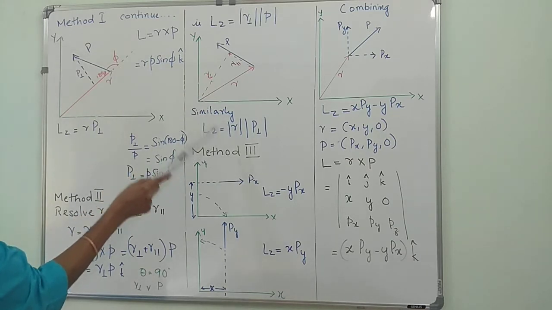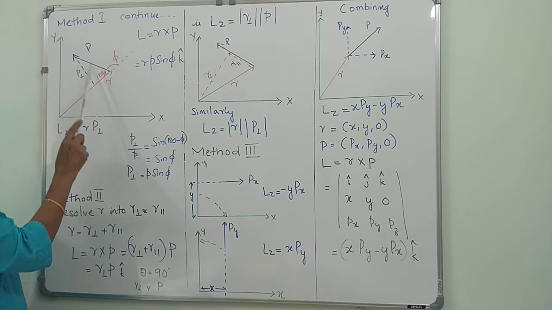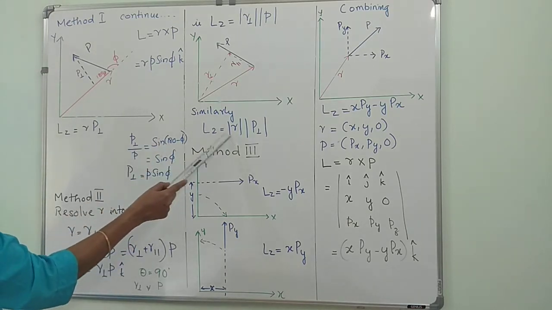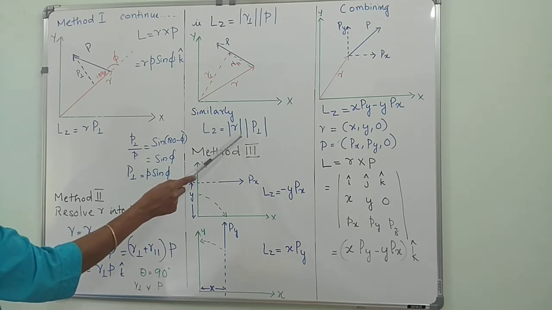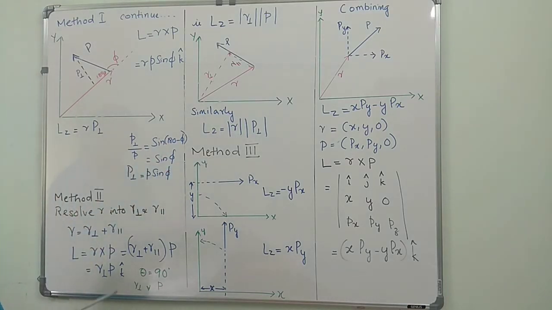Similarly, we can represent by resolving momentum perpendicular and parallel to r. Work out the same scenario. So it will be L equal to r cross p, which will be equal to r cross p perpendicular plus p parallel. Instead of r, I can resolve p. So in both cases I will get the answer Lz equal to modulus of r into modulus of p perpendicular. So that is the second method.